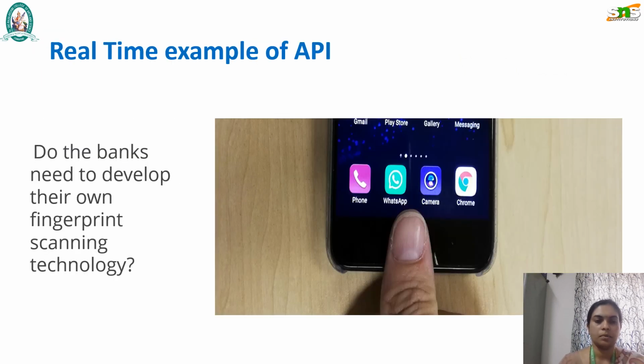In a real-time example of API, a bank needs to develop its own fingerprint scanning technology. So this is done by using a fingerprint API. So the fingerprint which is already taken by the mobile is stored in the API browser, and that browser is used for further verification when a customer gives it often.